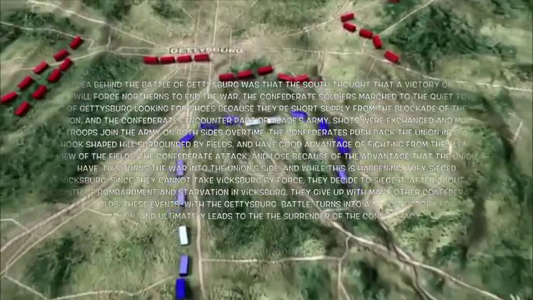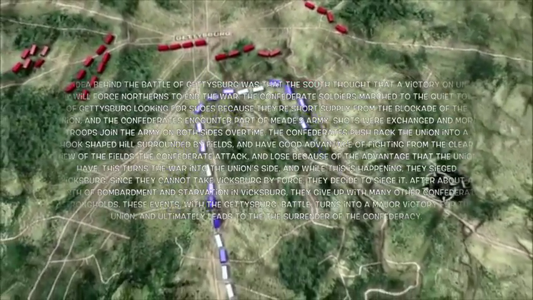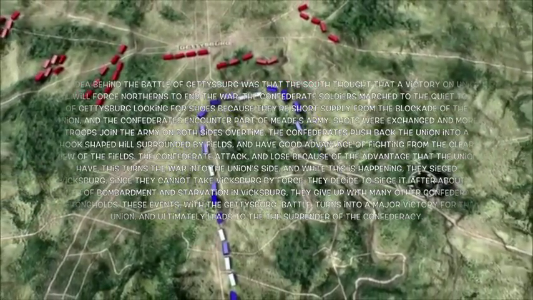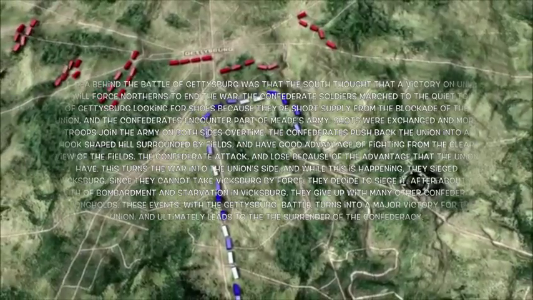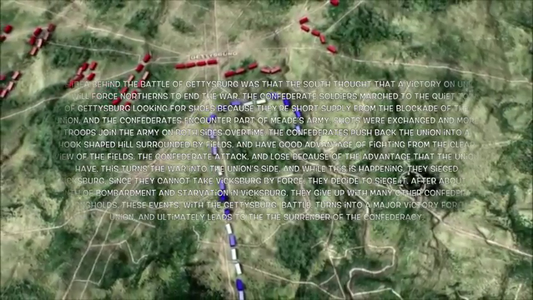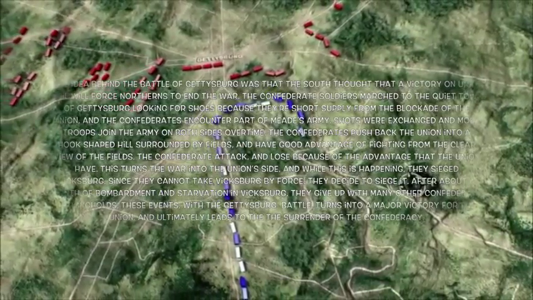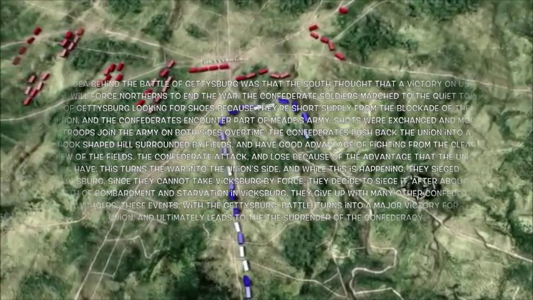The Confederates pushed the Union back into a hook-shaped hill surrounded by a field. They didn't have good trenches for fighting, with a clear view of the fields. The Confederates attacked and lost because of the advantage that the Union had. This turns the war toward the Union side, and while this is happening, they besieged Vicksburg.